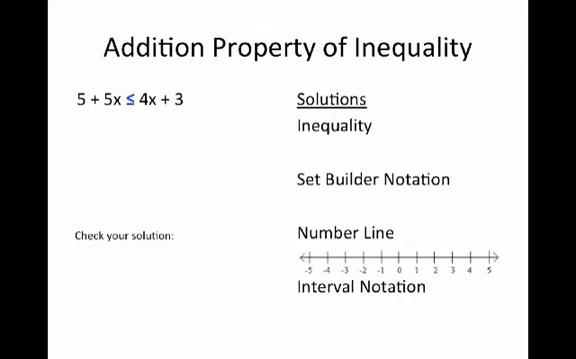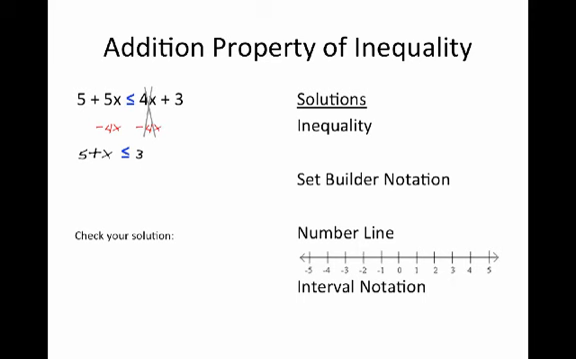Let's try another one. 5 plus 5x is less than or equal to 4x plus 3. We want to get the variable x by itself using the addition property of inequality. I'm going to subtract 4x from both sides because I like to keep my variable terms positive. I could subtract 5 from both sides, but because I like to keep my variable positive, I'm going to start off by subtracting 4x. 4x minus 4x is 0, so if we do the math, we have 5 plus 1x is less than or equal to 3.